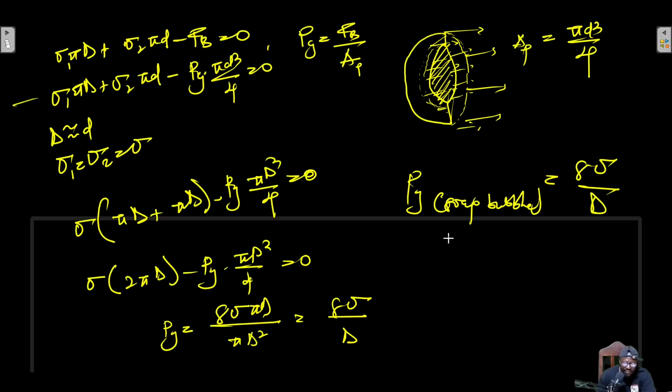That is, if the assumption is that the inner and outer diameters are the same, and the surface tension for both interfaces is also the same. So this is the expression for finding the gauge pressure within a soap bubble.